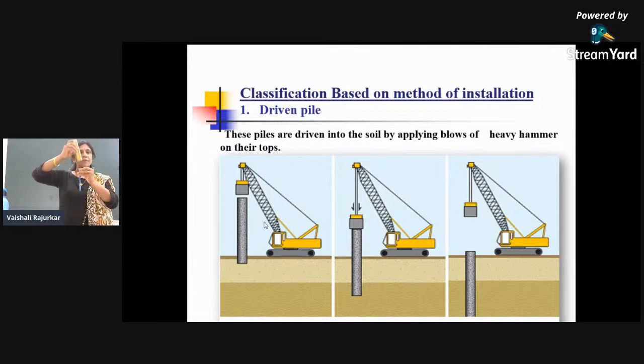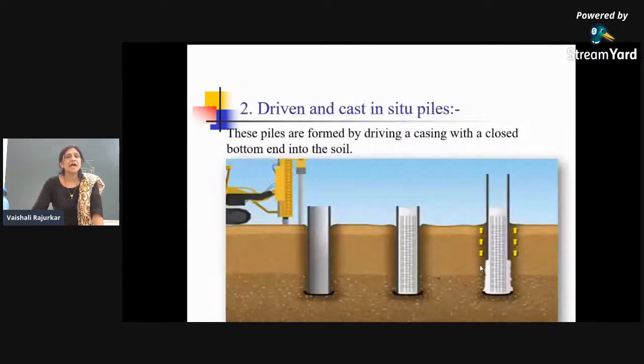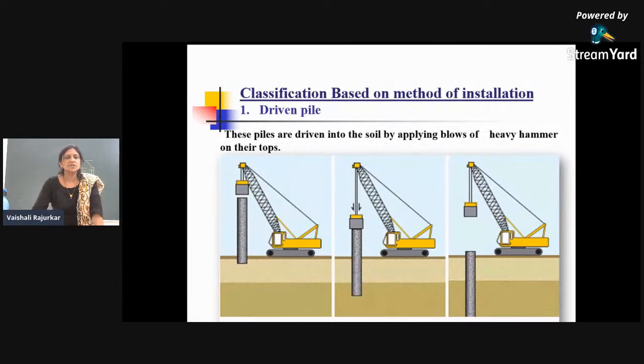So this is the process which is called driven pipe, where the precast pipes are inserted into the soil with the help of a hammer. This is the first position at which the concrete pipe is placed at its required position. Then by giving the hammer blows, this pile is inserted into the soil, and this is the final position at which the pile reaches the hard stratum. So this is called a driven pipe.